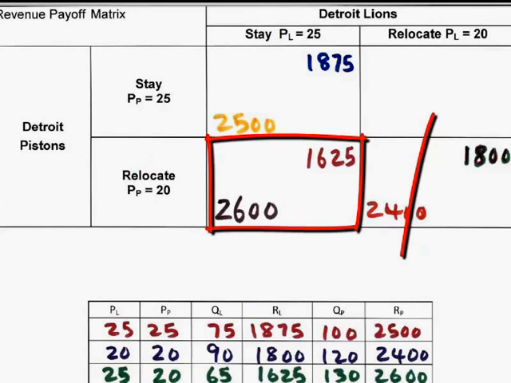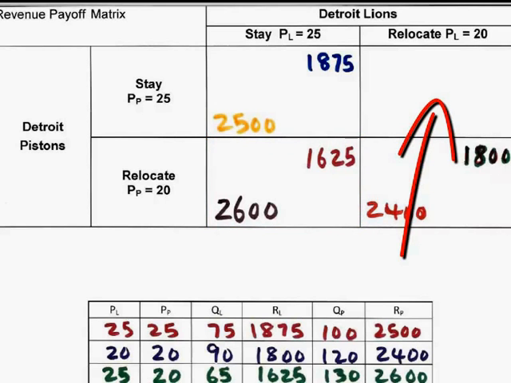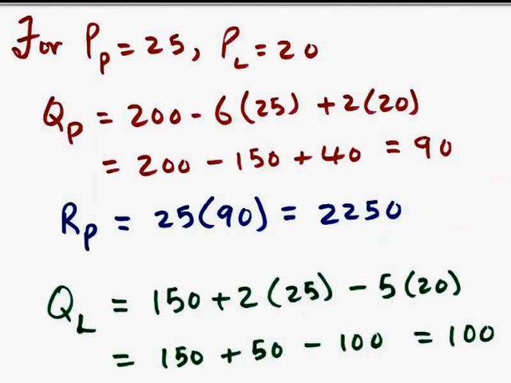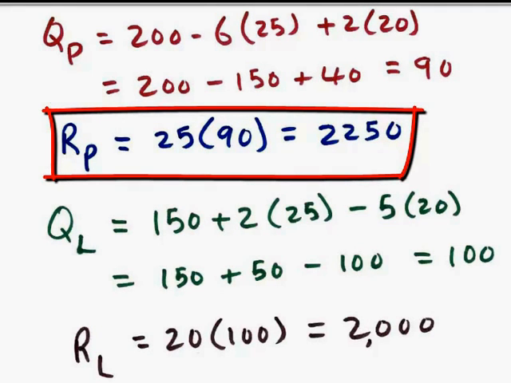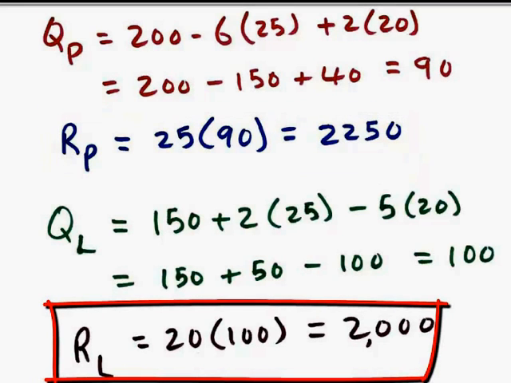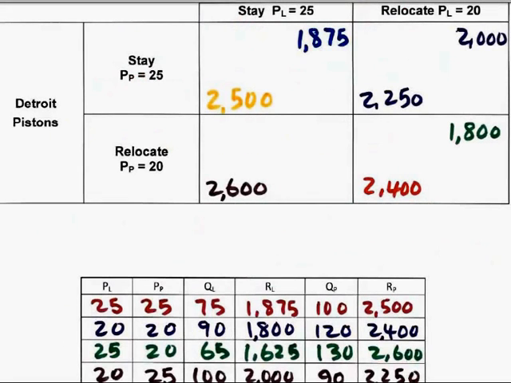We're going to work on the cell where the price for the Pistons is 25 and the price for the Lions is 20. Plugging those prices into the Pistons demand equation gives us a quantity of 90, and the same prices plugged into the Lions equation gives us a quantity of 100. Price of 25 times the quantity of 90 gives us a revenue for the Pistons of $2,250, and a price of 20 for the Lions times 100 tickets gives us a revenue of $2,000. We've now set up the entire payoff matrix, and now the questions that we need to answer relate to whether or not the teams have dominant strategies, and if so, what are these dominant strategies?